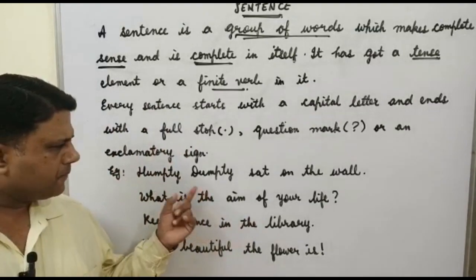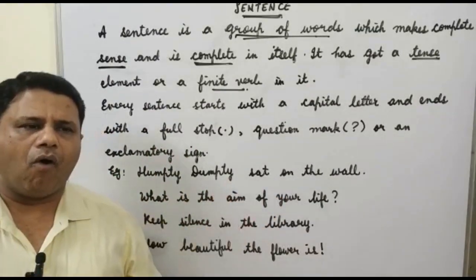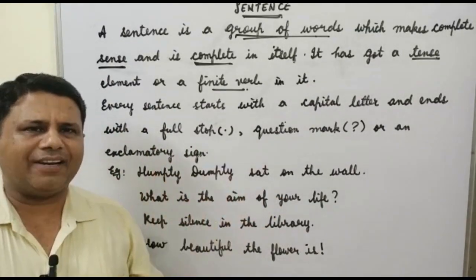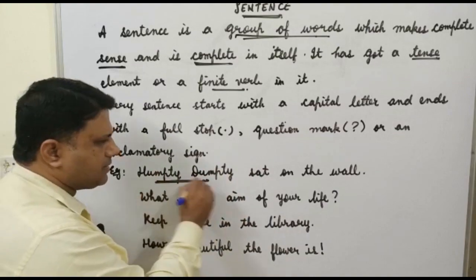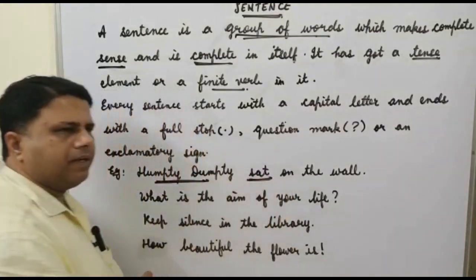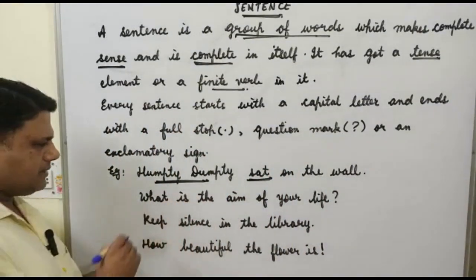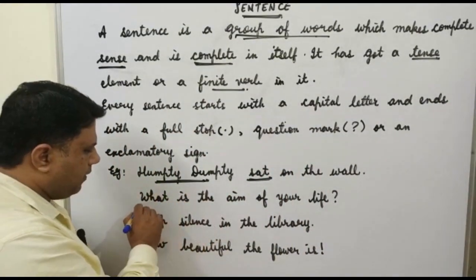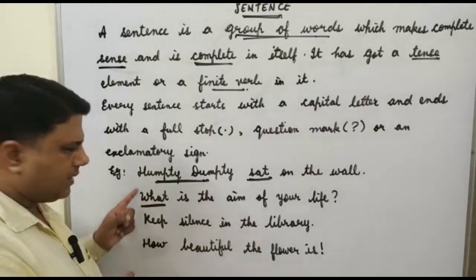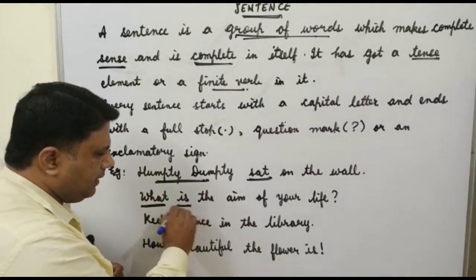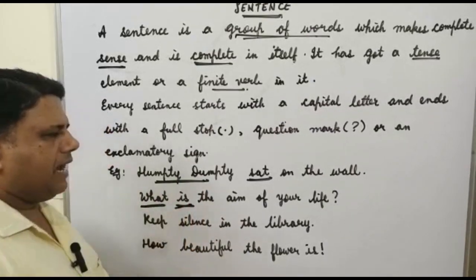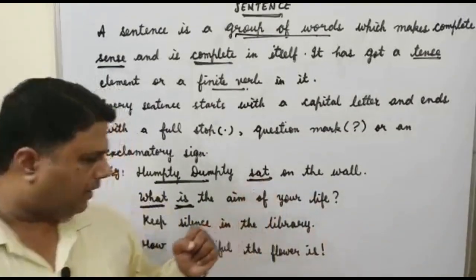You can see, Humpty Dumpty sat on the wall. So Humpty Dumpty is the subject, sat is the verb, and it ends with a full stop. Then second is, what is the aim of your life? What starts with the capital letter, is is the verb here, and it ends with a question mark.